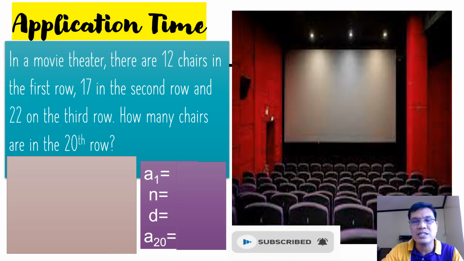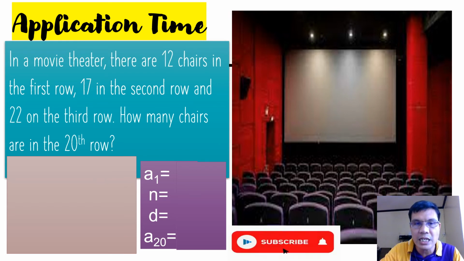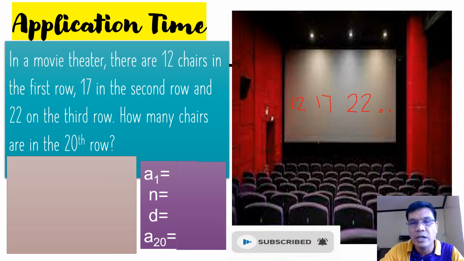Application time. So let us apply what we have learned in arithmetic sequence. In a movie theater, there are 12 chairs in the first row, 17 in the second row, and 22 on the third row. How many chairs are in the 20th row? So our sequence is 12, followed by 17, followed by 22, and so on. So we are looking for the 20th term.